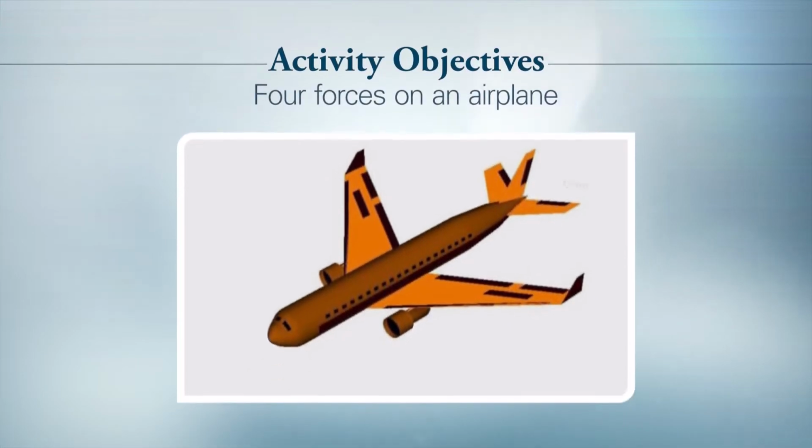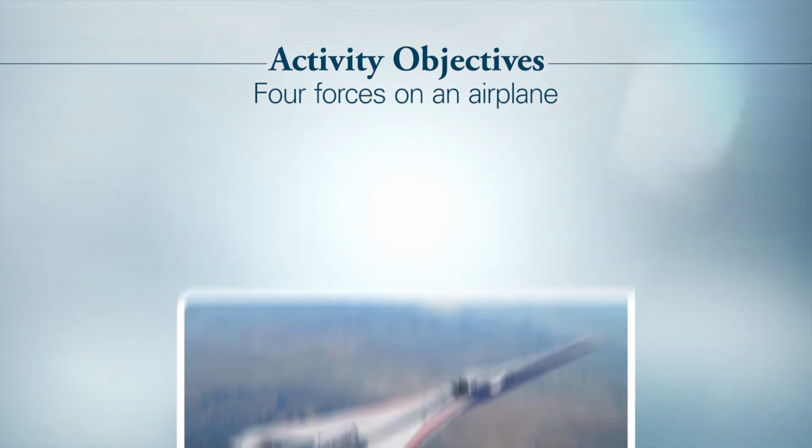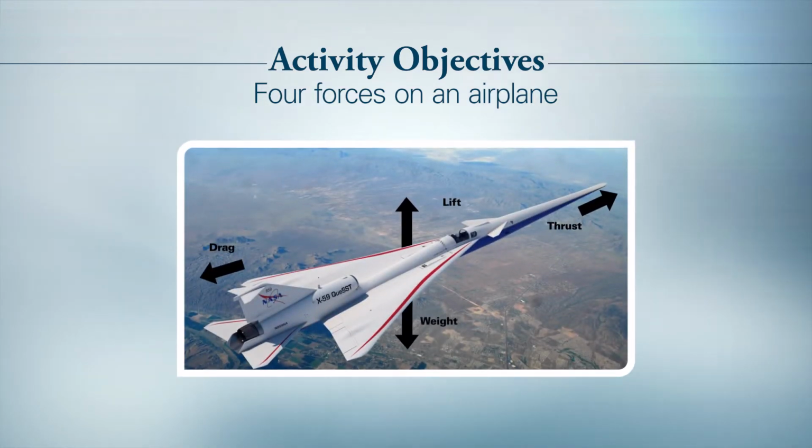One of the main objectives of this activity is to show the 4 forces acting on an airplane. That is to say, weight, lift, thrust, and drag, and to emphasize the fact that each of these forces has an opposing force or pair force. That is to say, weight is opposite to lift, lift is opposite to weight, drag is opposite to thrust, and thrust is opposite to drag. And that when the 4 forces are balanced, the airplane is leveled.